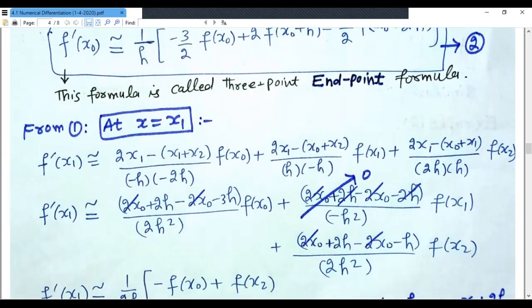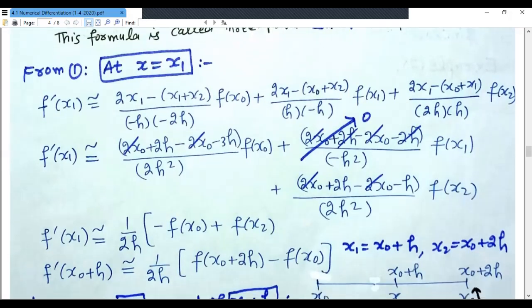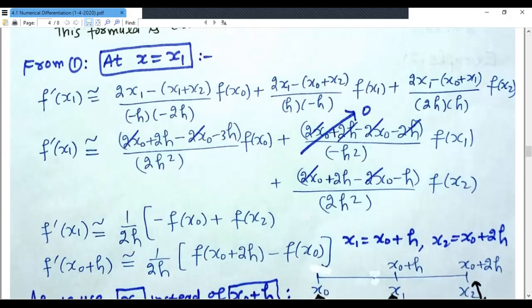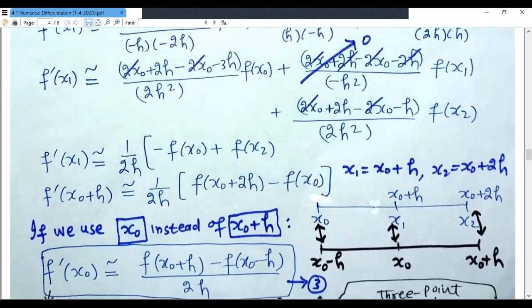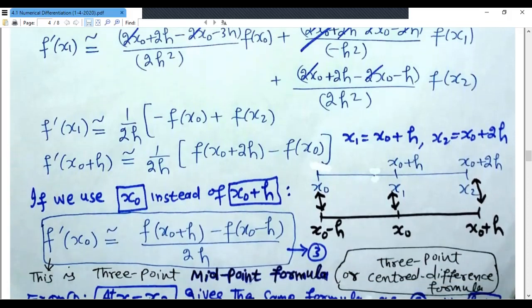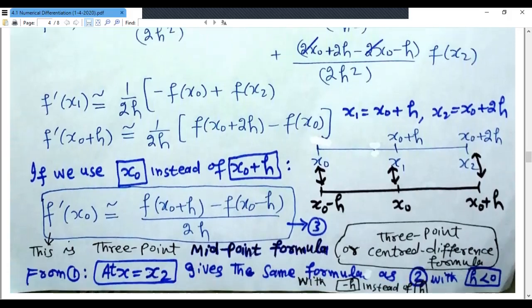Similarly, we can put x is equal to x1 in the generalized 3-point formula, and then use the information from equally spaced data and simplify. We get another formula, which is f dash of x naught plus h approximately equal to 1 over 2h times f of x naught plus 2h minus f of x naught.